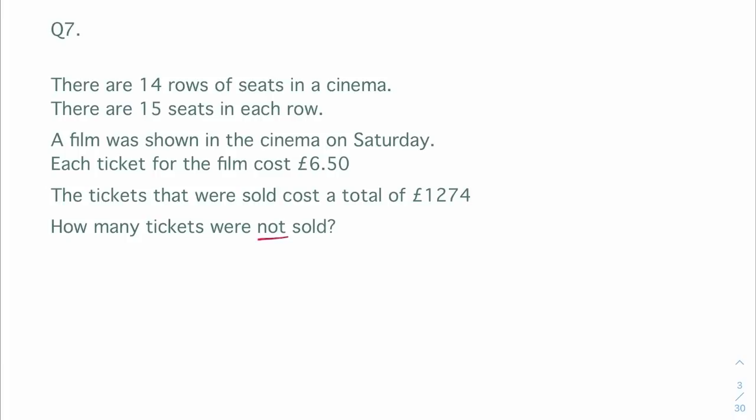Okay, so not sold. So if we first figure out how many seats there are, so there are 14 rows, 15 seats in each row. So we can do 14 multiplied by 15, and that's going to tell us the total amount of seats. So if we type that into a calculator, that's 210 seats. With these sorts of questions, just label all your numbers so you know what you've actually worked out.